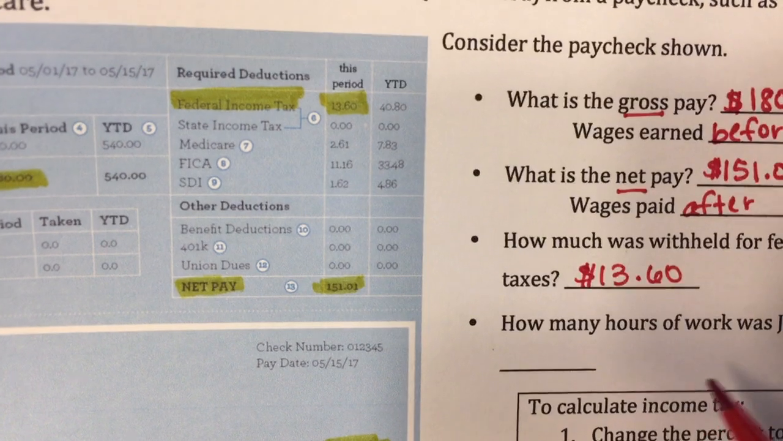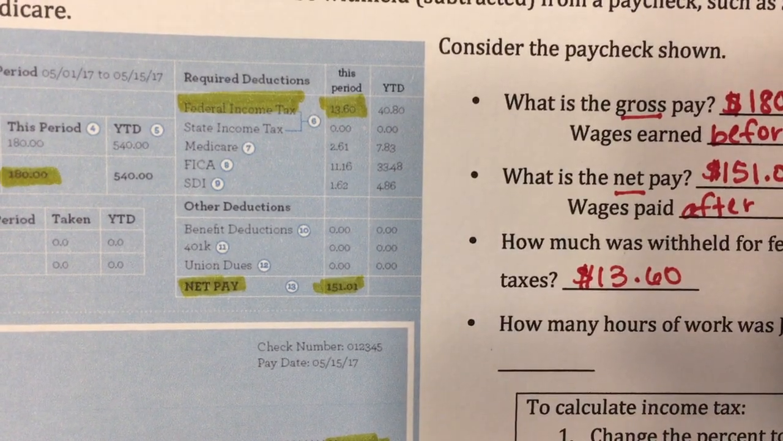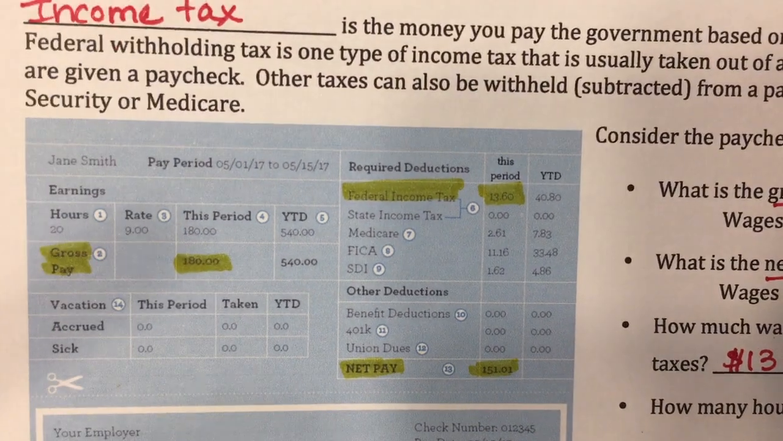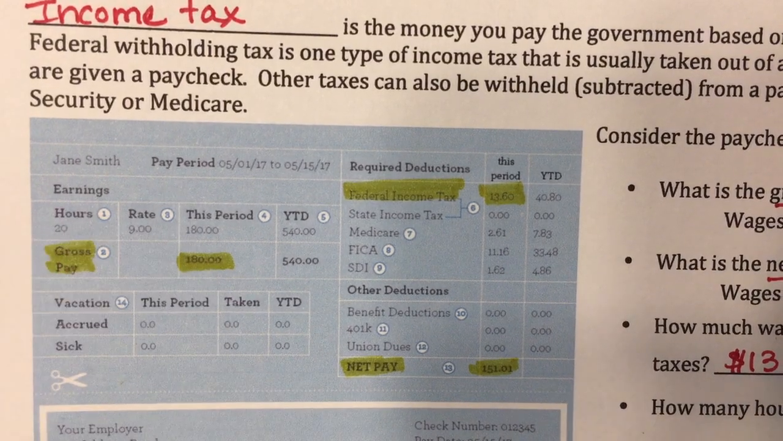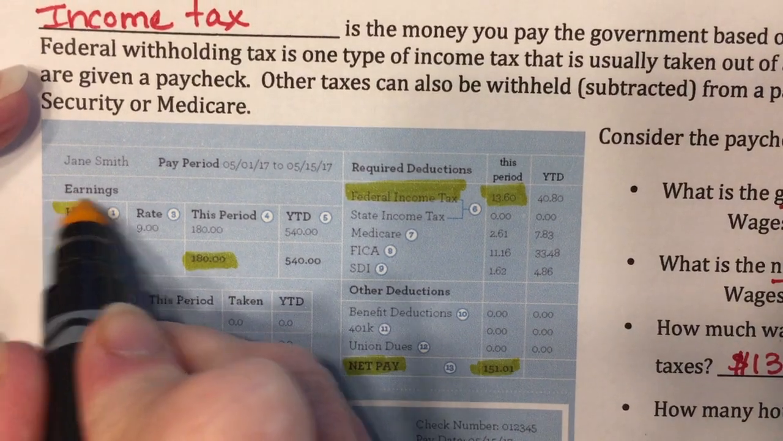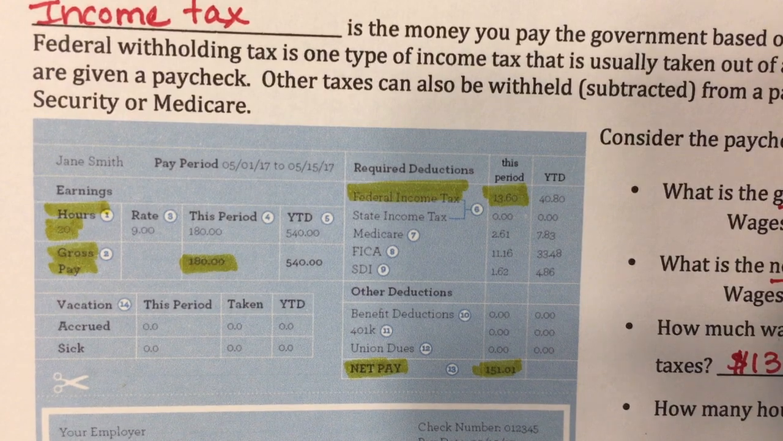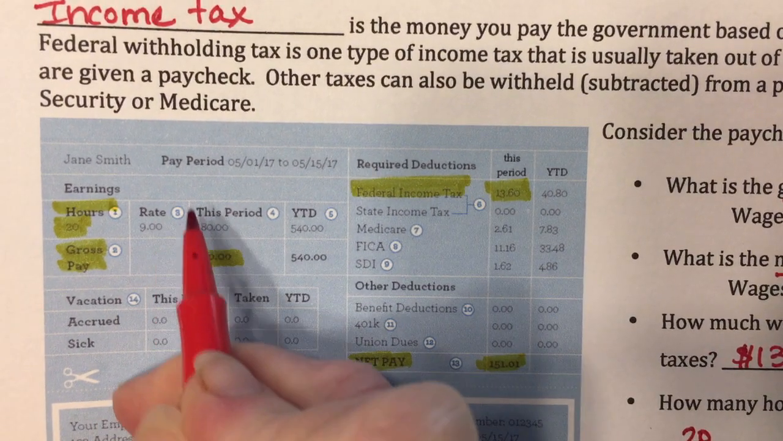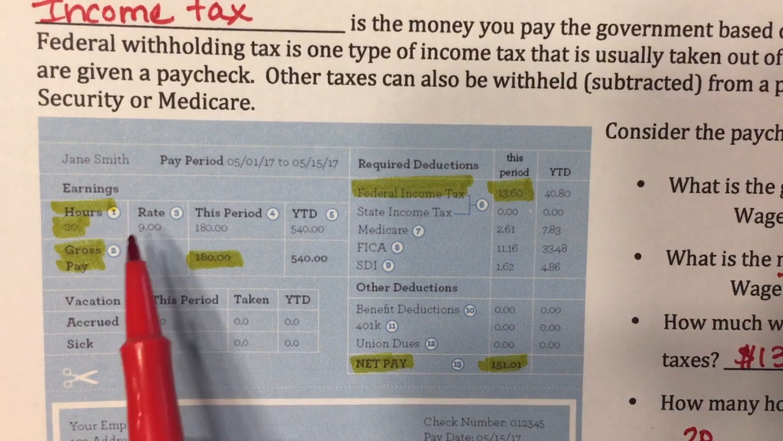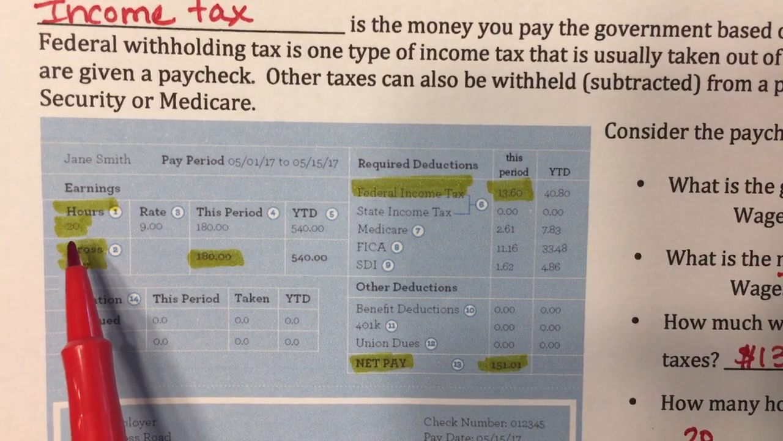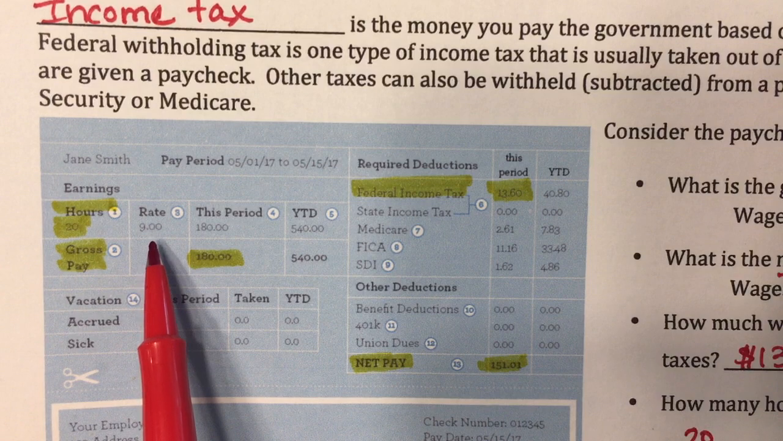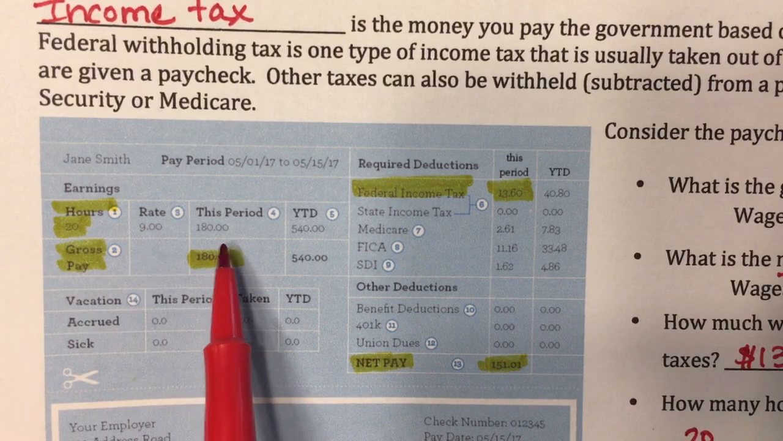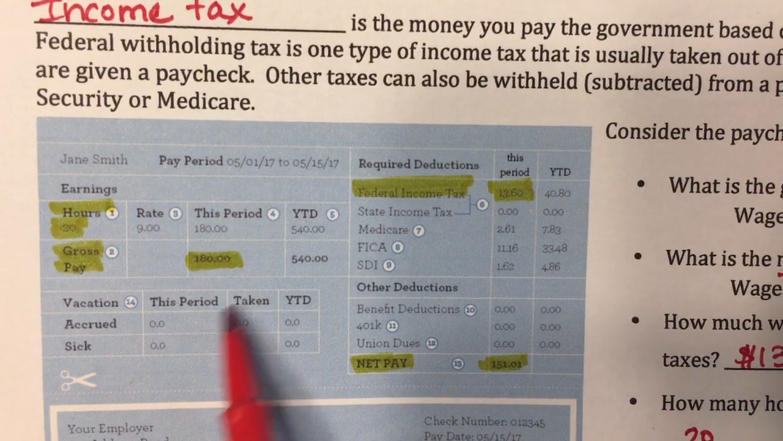And then the last question they ask is, how many hours of work was Jane paid for? So again, if we come back over here and figure out hours over here, says she worked 20 hours. And this rate right here, what do you think that means? That's the amount of money she makes per hour. So if she worked 20 hours and she gets $9 an hour, then 20 times 9 is equal to 180. That's where the gross pay came from.